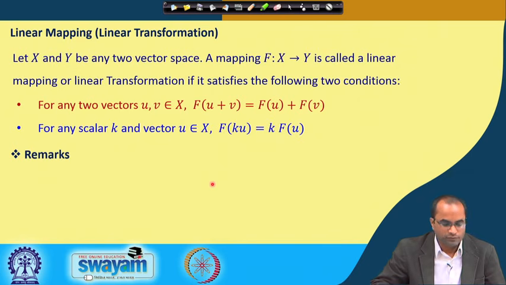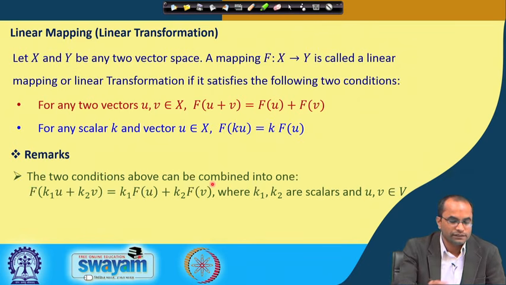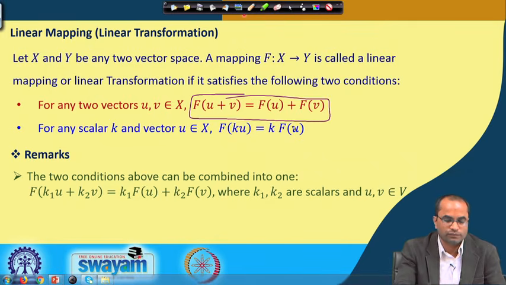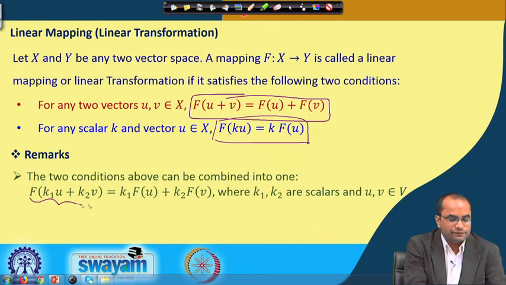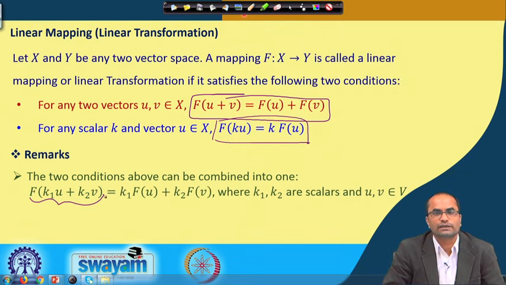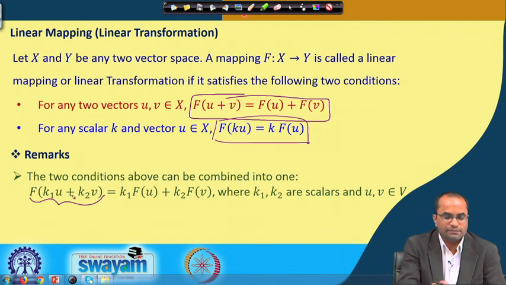So, here are two remarks. One, the two conditions given above, f(u plus v) equals f(u) plus f(v), and f(ku) equals k times f(u), can be combined into one as follows: f(k1 u plus k2 v) is equal to k1 f(u) plus k2 f(v). So, here we are combining basically the two.